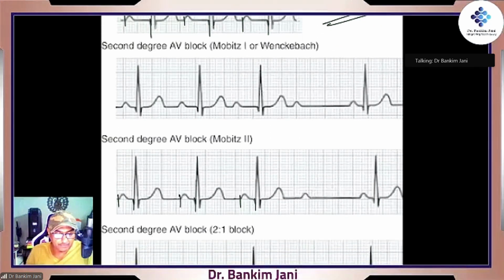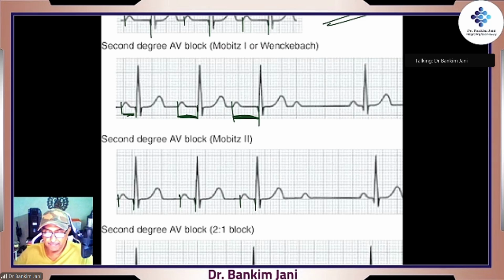In second degree, we saw that there is progressive increase. So just here, right, this distance, this distance, this distance is consistently increasing, and then there is a drop beat. So clear, this is Mobitz 1.